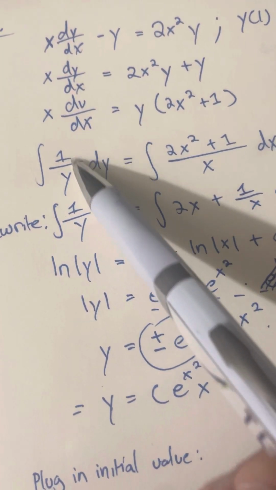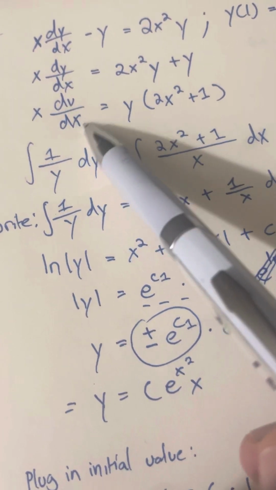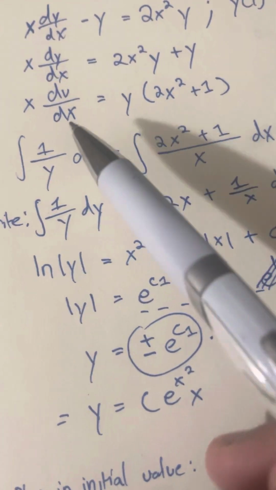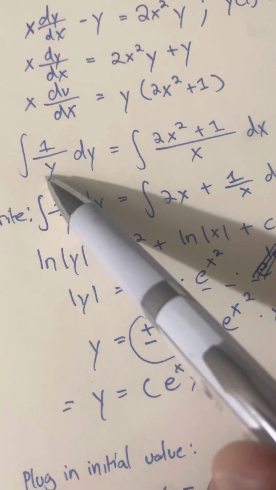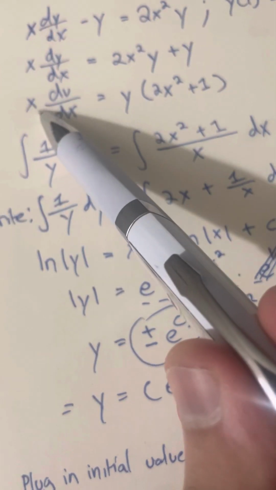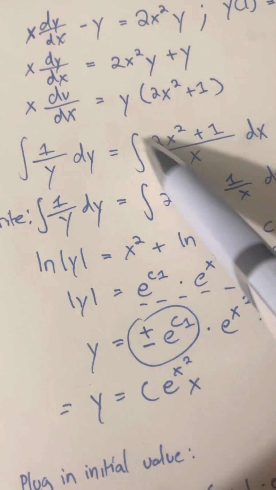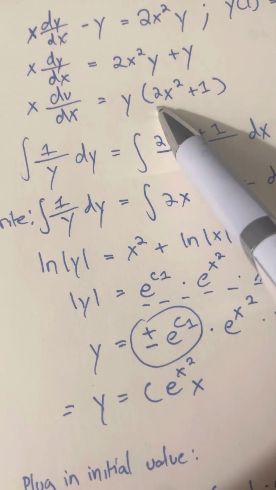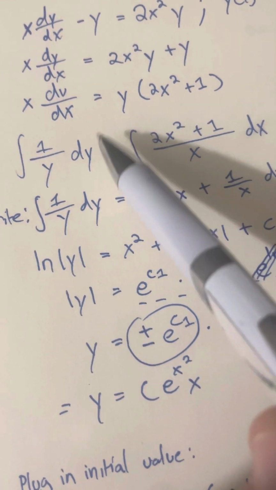left with the integral of 1 over y, because we divided y from this side, dy. It's dy because we multiplied the dx to the right side. So then this side is, remember, we divided by x and we divided by y. So we got 1 over y on this side, we would get 1 over x on this side, but because we have something, we could just multiply this times the 1 and we'll be left with 2x squared plus 1 over x and the integral of it.